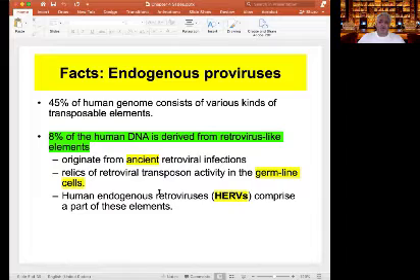The book wants to focus on a particular class of these endogenous retroviruses, and those are the ones that are present at a higher level in the germline. So in the past, there's evidence that these particular retroviral subfamilies were active, and we call those the human endogenous retroviruses. And we're going to look at the information on that.